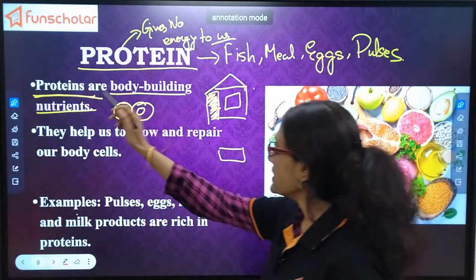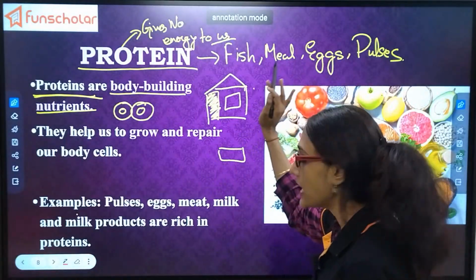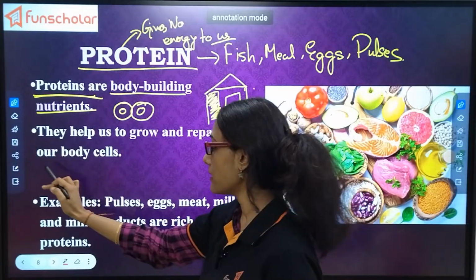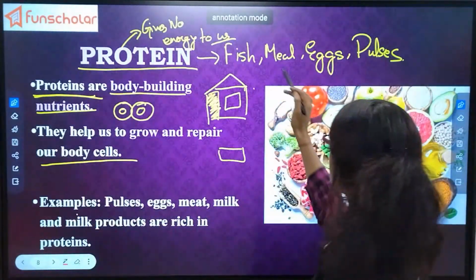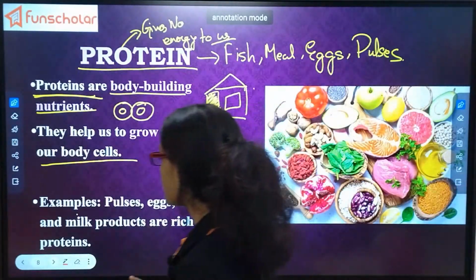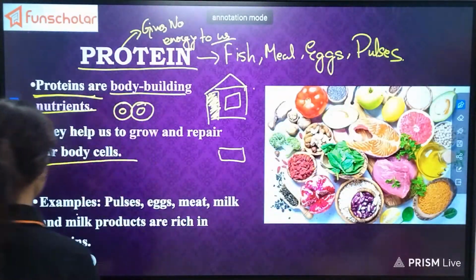So, proteins are the body building nutrients. They give us no energy and they help us to grow and repair our damaged body cells. Okay, examples I have already told you: fish, meat, egg, pulses, milk products, everything are rich in protein. Okay.